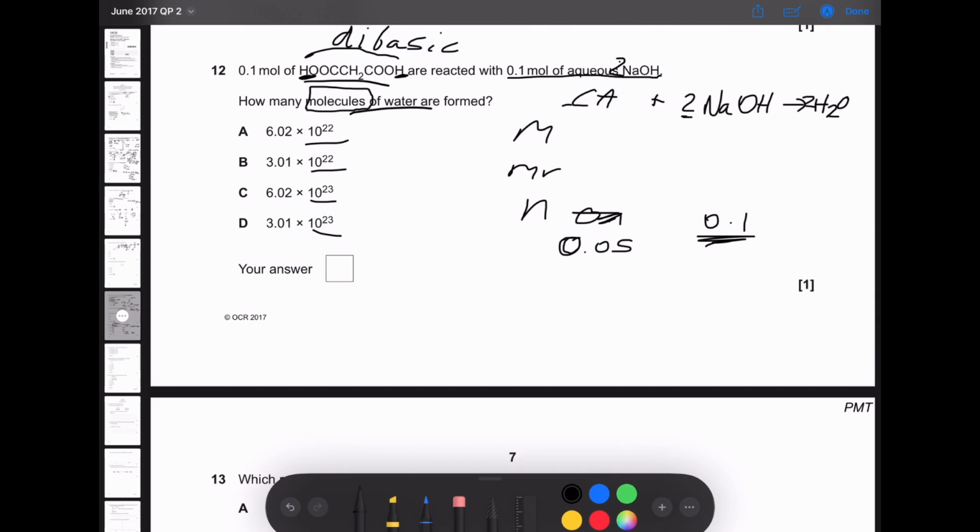So to create our water, like we said, that will create 2 moles of water, so that will be 0.1. Let's create 2 moles of water because we take 2 OHs and 2 hydrogens from our carboxylic acid. So 0.1 moles of that, so 0.1 times Avogadro's constant, 6.02 times 10 to the 23. Well, that's just 1 times 10 to the minus 1. So take that power off, take that power off, and you get 6.02 times 10 to the 22, which is answer A.